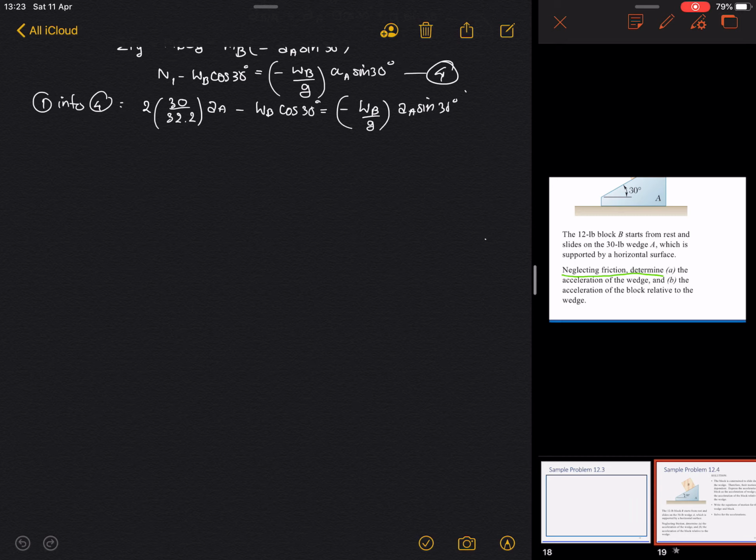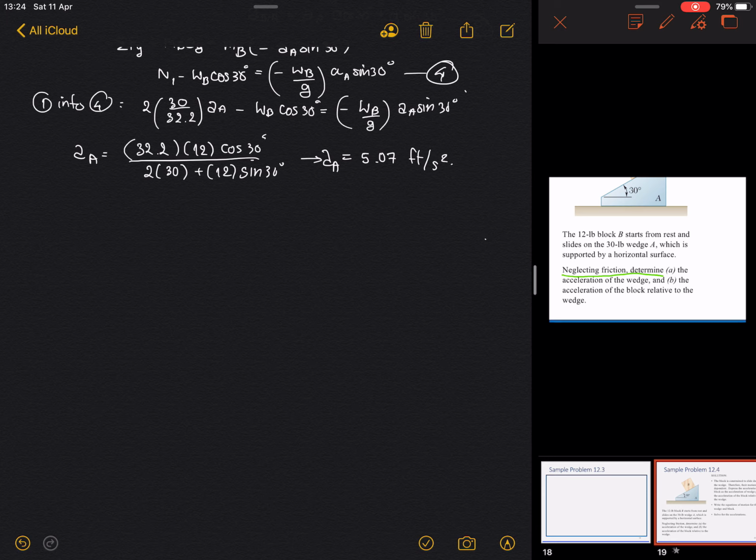Right, and then you have AA equal to 32.2 times 12 times cos 30, then everything 230 and then plus 12 sine 30, and then in the end you will get A equal to 5.07 feet per sec square.